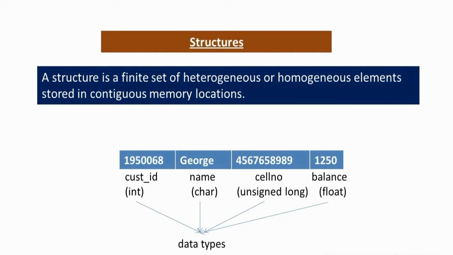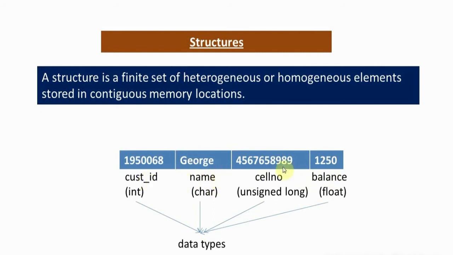But always remember, the elements of an array are always homogeneous. They cannot belong to different data types. They should belong to the same data type. But in a structure, the various elements, which we call members, can belong to different data types.